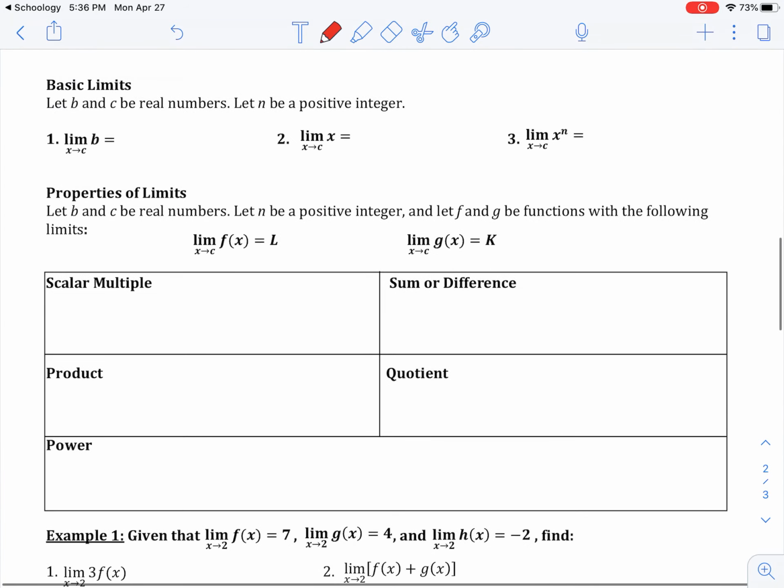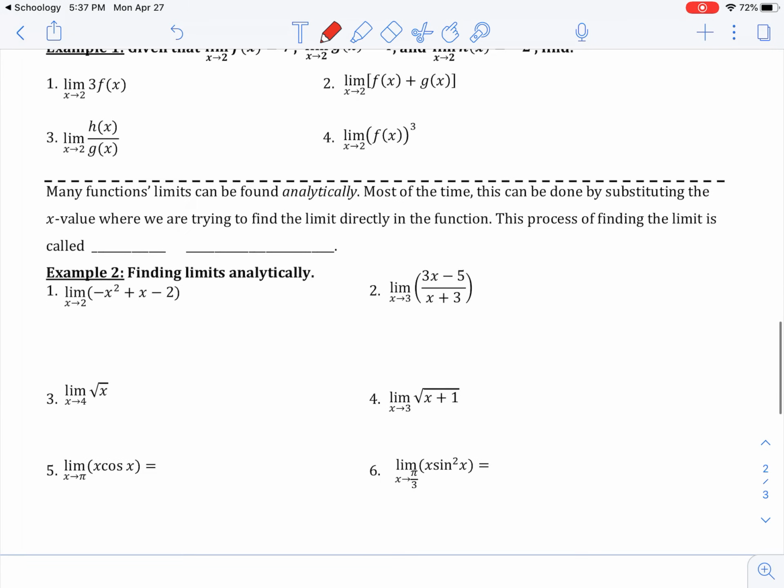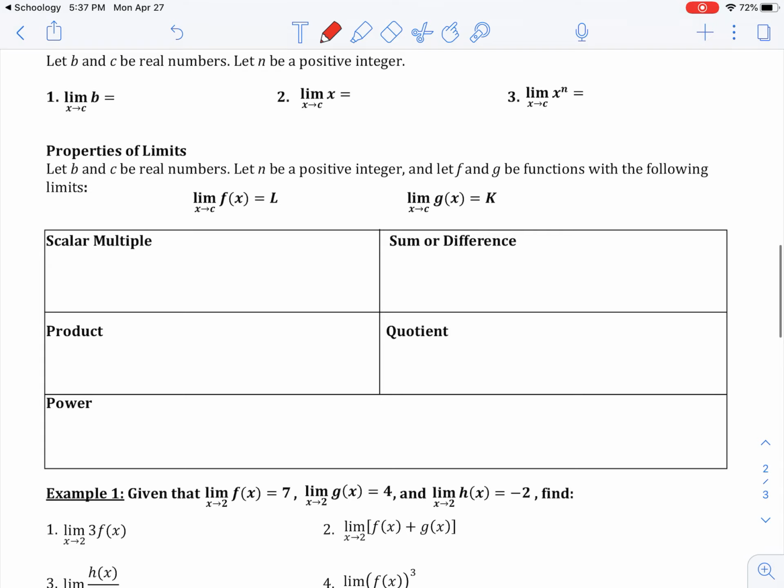Okay. Next, let's talk about basic limits and property limits. I'm actually going to skip basic limits for now, and I'll go back to it when we get towards the end of notes, because I feel like I don't do a good job of explaining it until I get down to this last part right here, solving limits analytically.